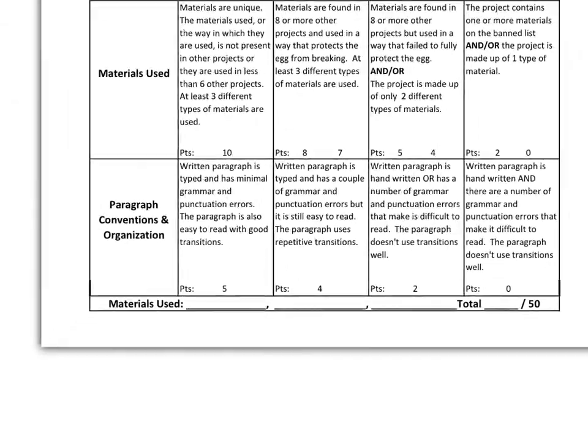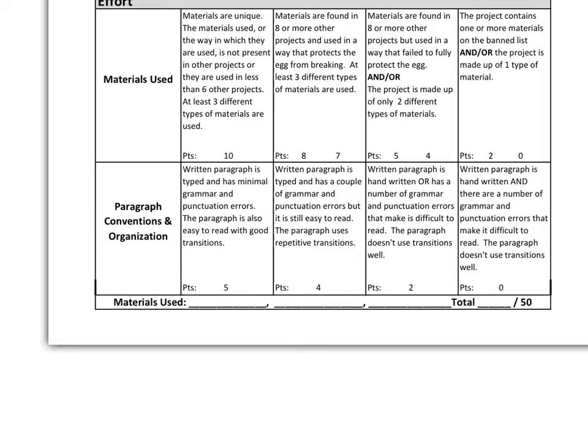And the last 5 points, the 5 points that was not shown on the other paper, is paragraph conventions and organization. Did you use proper grammar and punctuation? I know I'm not great at that, so odds are I'm not even going to know. But anyways, it has to be written in a paragraph, and it says the paragraph is easy to read with good transitions. So try to stay away from a situation where you're just using the same repetitive transitions as you're writing.